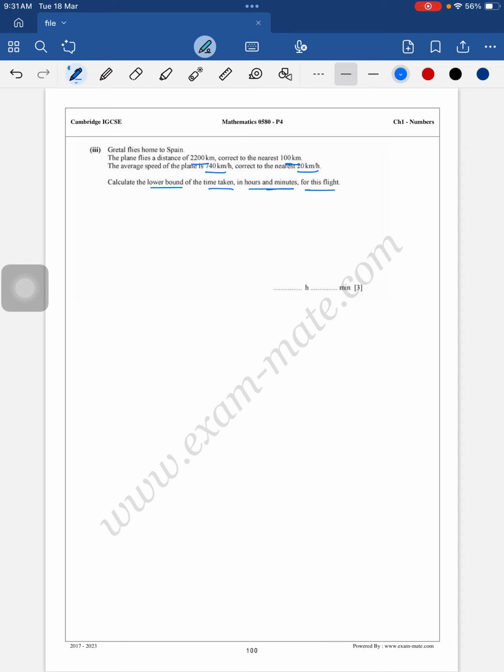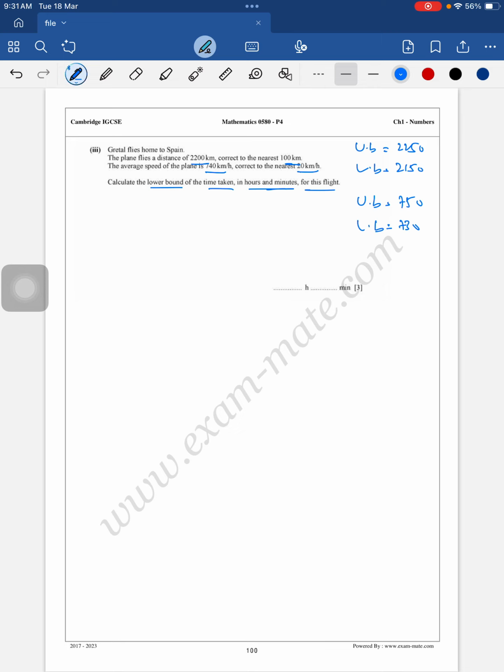So first, the distance is correct to the nearest 100 kilometers, so divided by 2 is 50. So 2200 plus 50, 2250 is the upper bound, and the lower bound is 2150, 2200 minus 50. For speed 740 kilometers per hour, correct to the nearest 20, 20 divided by 2 is 10. So the upper bound of speed is 750, and the lower bound of speed is 740 minus 10, which is 730.